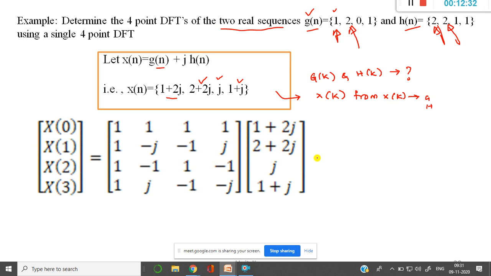Very simple, we already know this technique. Can you tell me what's the answer for the DFT of x of n? So I wrote a matrix here. This particular point everyone knows, and it is a well-versed concept for you guys. Can you tell me what is the output for this problem quickly?